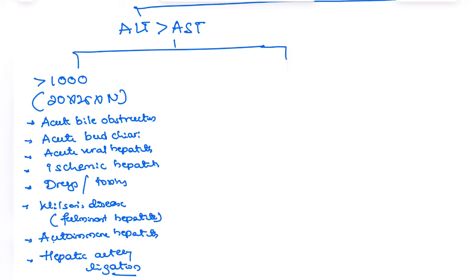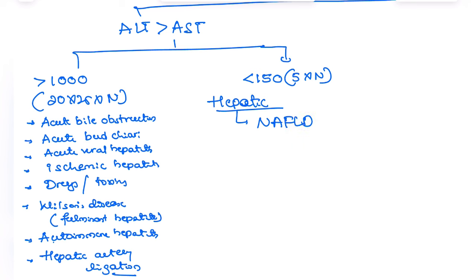So what if the values are mildly increased, less than 150 or 5 times the normal limit? When this is the situation, you have to consider a few differential diagnoses, which I am going to mention now. First you have to divide whether it is hepatic or non-hepatic. Hepatic causes include NAFLD, non-alcoholic fatty liver disease. Here the clinical clues will be that the patient is obese, diabetic and hypertensive, and there will be a family history.